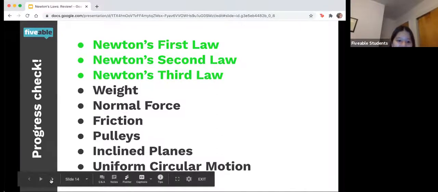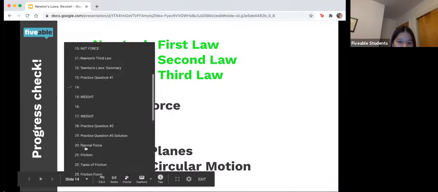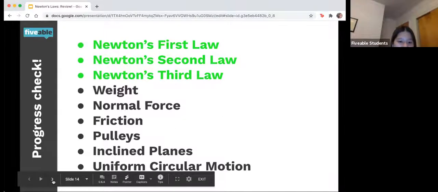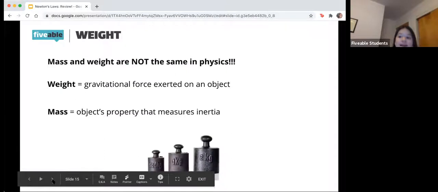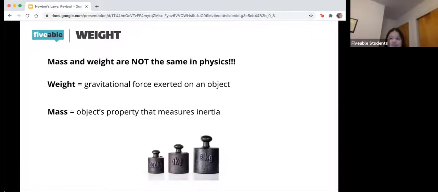Okay, the next couple slides. We have a good chunk, so we'll get through these quickly. Weight. Mass and weight are not the same. In common language outside of the physics world, mass and weight may be interchangeable, but in physics, they are not the same. Mass is the quantitative representation of inertia, which is the resistance to acceleration. Whereas weight involves gravity, so it's the gravitational force.